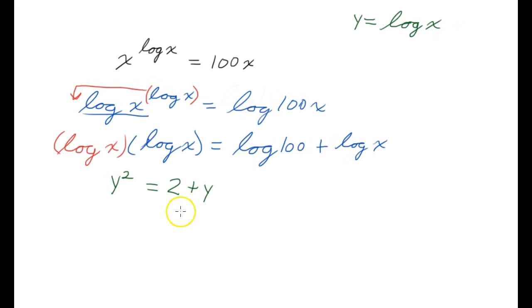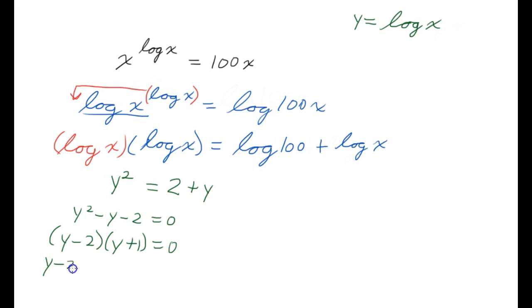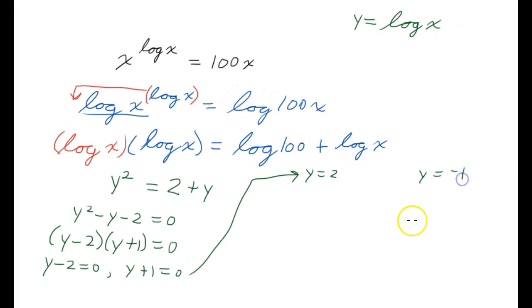We have a quadratic. I'll clean this up a little bit. Subtract 2 and subtract y from each side. So we have y squared minus y minus 2 equals 0. Let's factor that. That's y minus 2 times the quantity y plus 1 equals 0. And that gives us a couple of mini equations, I like to call them. y minus 2 equals 0, or y plus 1 equals 0. So y equals 2, or y equals negative 1.